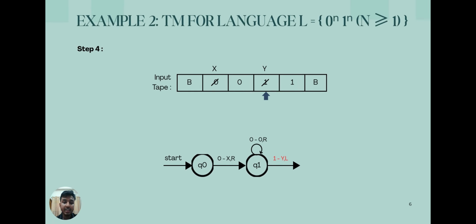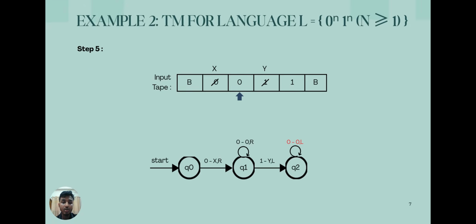Here, the machine finds the first 1 in state Q1. When it reads 1, it marks it as Y and moves left, entering state Q2. Y means this 1 is matched with a 0. Now the machine is in state Q2. State Q2 moves the head left across symbols to return towards the marked X. This backward movement prepares the machine for the next cycle.